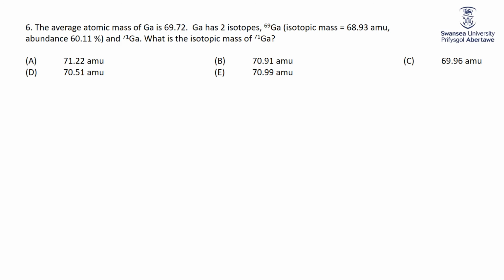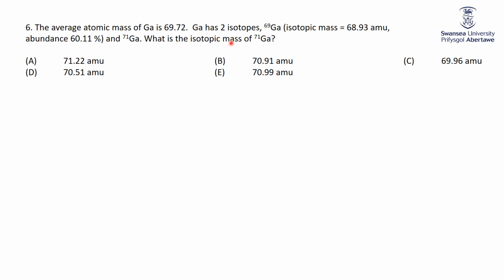Now we'll get a little bit tougher, told about the atomic mass of gallium. Here we're told the atomic mass, 69.72. We're told it has two isotopes, 69 and 71. We're told everything we need to know about the 69 isotope. There's the mass, 68.93, and there's the abundance, which of course I will use as a fraction in a minute.